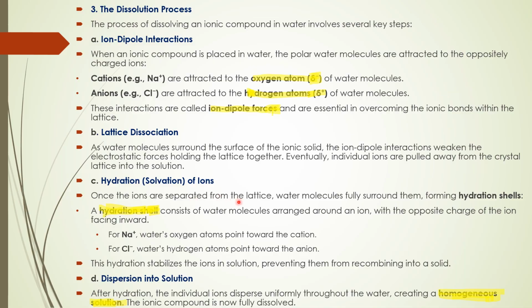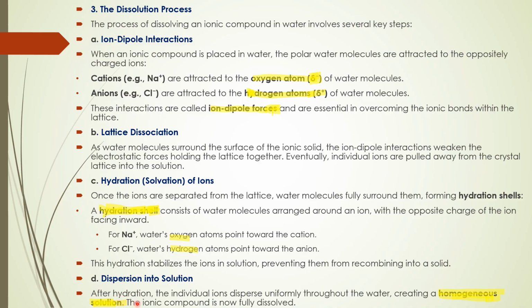Hydration. Once the ions are separated from the lattice, water molecules fully surround them, forming hydration shells. So once the sodium and chlorine are broken down, the water molecules will surround them. A hydration shell consists of water molecules arranged around an ion with the opposite charge of the ion. For example, for Na+, water's oxygen atom points toward the cation, while for Cl-, water's hydrogen atom points toward the anion. This hydration stabilizes the ions in solution, preventing them from recombining into a solid.